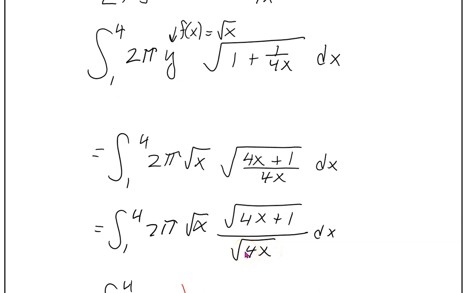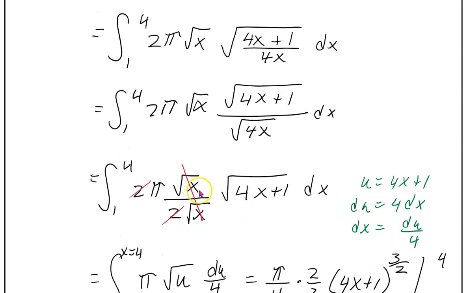The square root of 4 becomes a 2, and that will leave us with the square root of x to cancel with the square root of x. This square root of x came from the y value. This square root of x came from underneath the radical inside the arc length formula. These cancel. The square root of 4 gives us a 2, and the 2 cancels with the 2 that's out here, which just leaves pi as our coefficient factor. Then we have the radical of 4x plus 1, so we can do a U substitution.